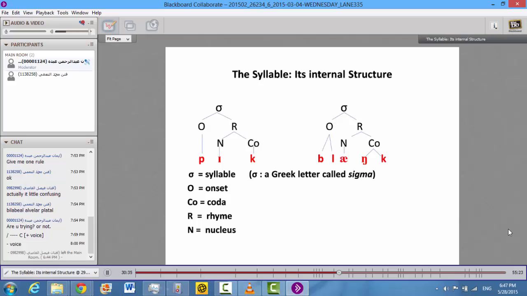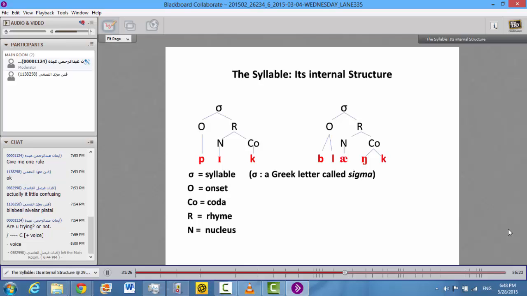The rhyme consists of N for nucleus and CO for the coda. The nucleus is actually the vowel. The nucleus of the syllable is the vowel, which is sometimes followed by a consonant, and this consonant is called the coda. So the consonant before the vowel is the onset, and after the vowel we call it the coda. So onset, rhyme goes to nucleus and the coda. Like pick, for example, the p is the onset, I is the nucleus, and k is the coda consonant.